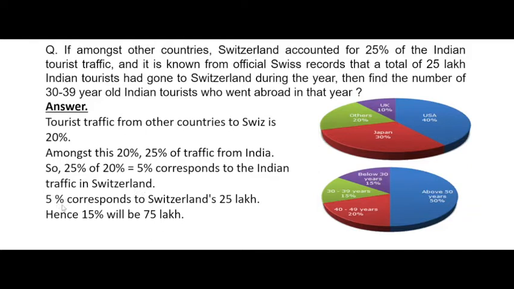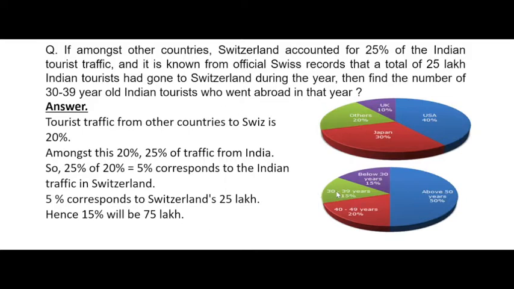Here this 5% corresponds to Switzerland's 25 lakh, which is given in the question that a total of 25 lakh Indian tourists had gone to Switzerland during the year. So 5% corresponds to Switzerland's 25 lakh. But the question is asking that we need to find the number of 30 to 39-year-old Indian tourists who went abroad in that year here.